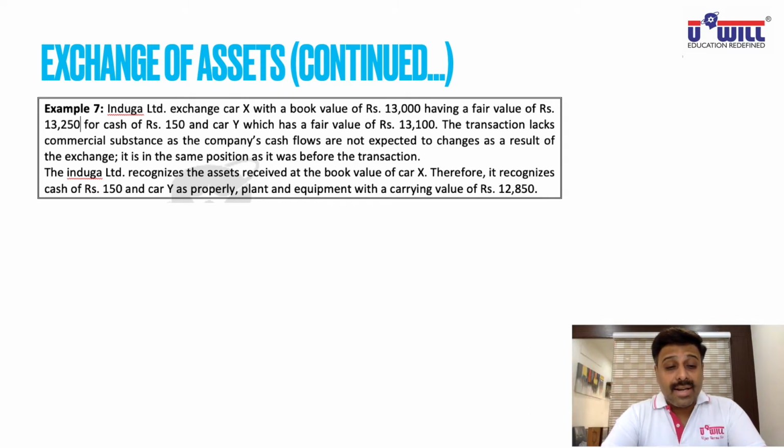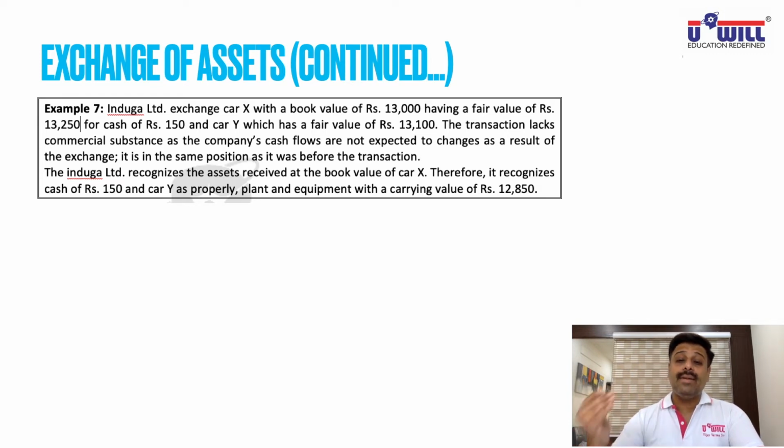So therefore it recognizes cash of rupees 150 and car Y as property, plant and equipment with a carrying value of 12,850. Why 12,850? Because out of 13,000 you already received cash of 150 and a car of 13,100. Two things you are receiving. So you are giving a car of 13,000, you are getting cash of 150, which means the value of the new car we will consider 12,850. Why don't we take the fair value? Because it lacks commercial substance. So if it lacks commercial substance, fair value cannot be taken.